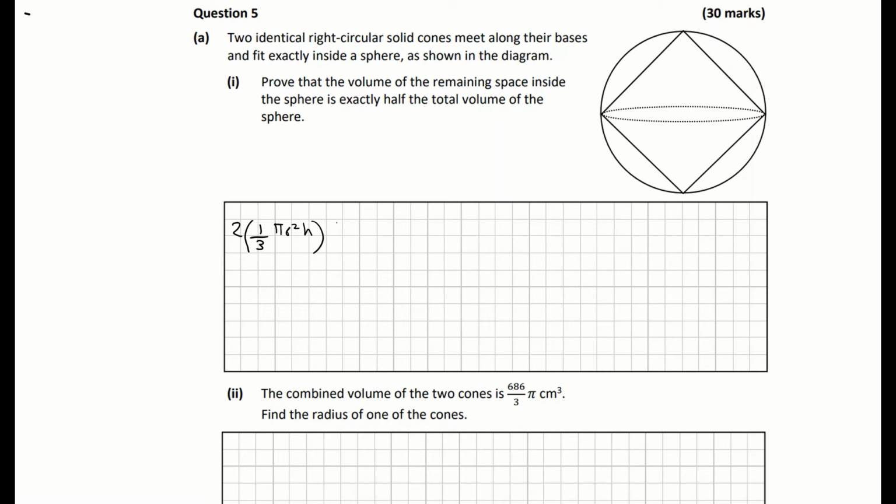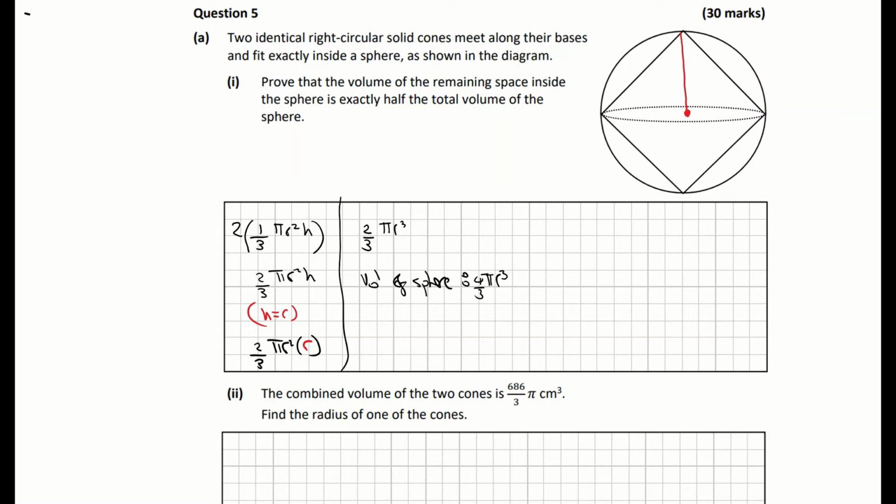If I let that equal 2 multiplied by 1/3, that gives me 2/3 pi r squared h. Now if we look at our picture, the height of our cone is also the radius of our sphere, so I'm just going to change h for r. So when I sub that in, I get 2/3 pi r squared times r, which gives me 2/3 pi r cubed. Now the volume of a sphere from our log tables is written as 4/3 pi r cubed.